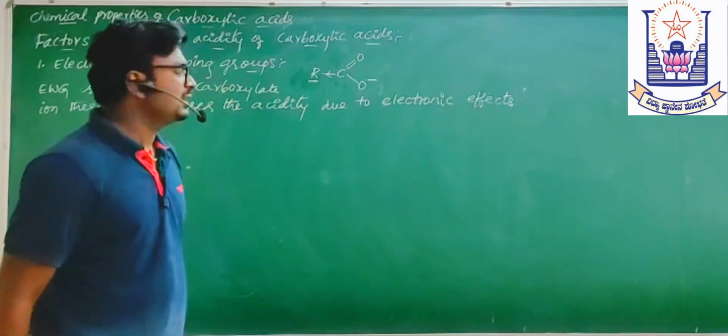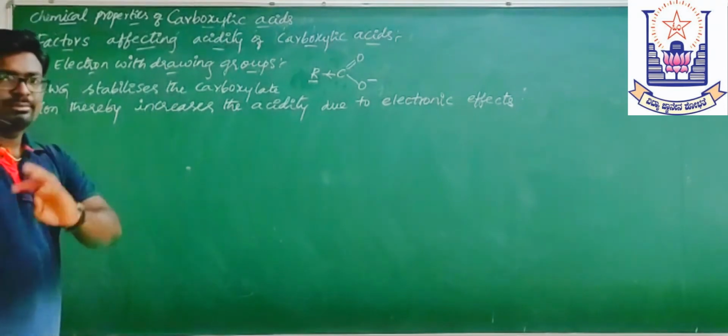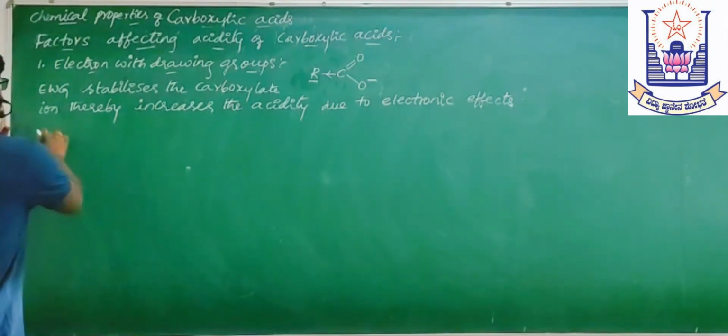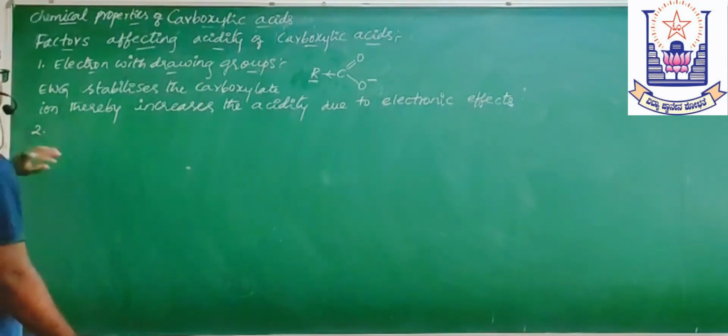Let us consider some examples later. Go for the next one. What is the next factor? Electron donating group.